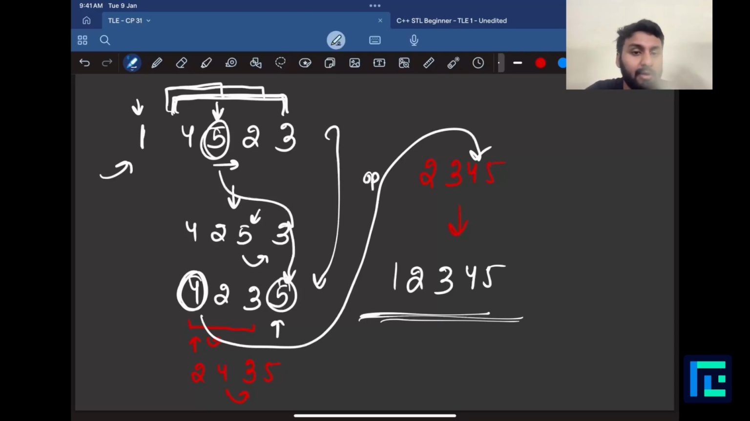Now remember, in the problem, it was never asked to report the operations or report the count of operations, so you are good to go. Because let's say you do even 1,000 such operations, eventually all that is asked of you is, are you able to finally sort the array or not?